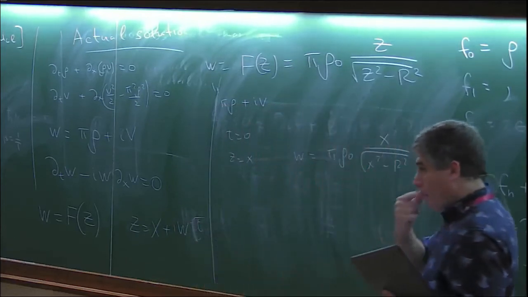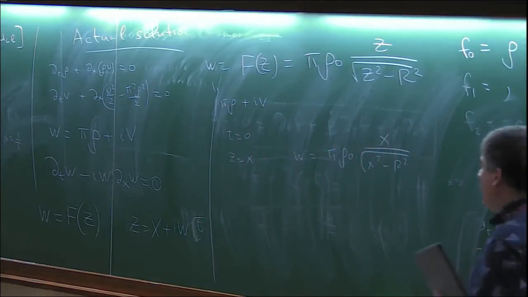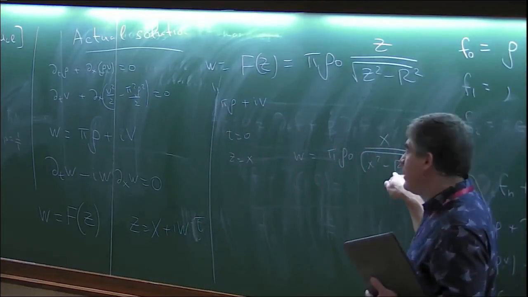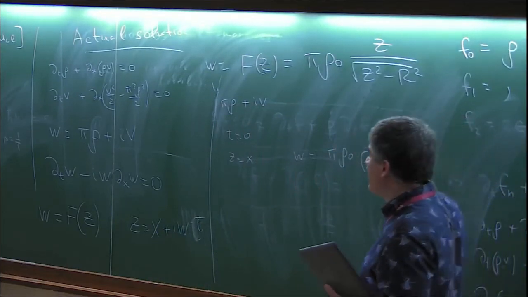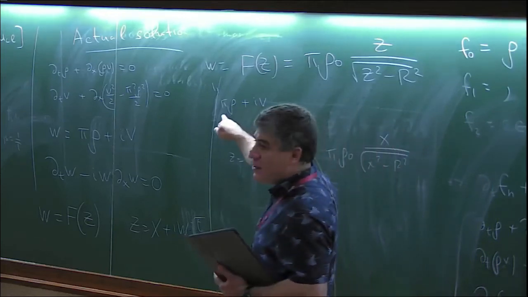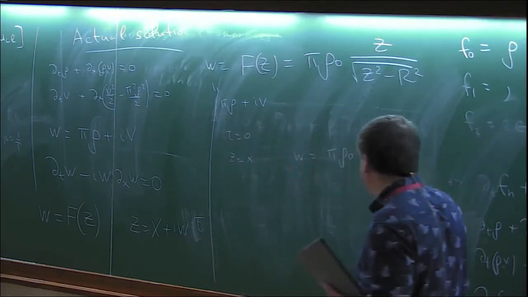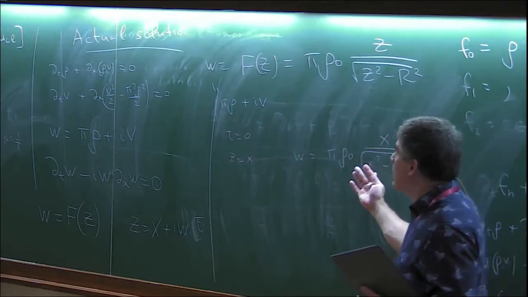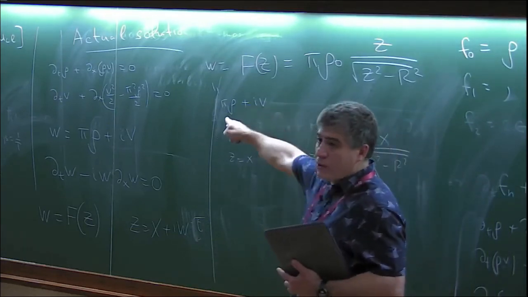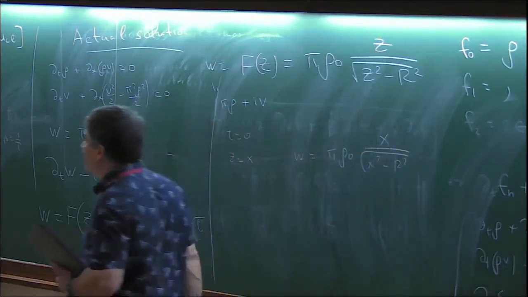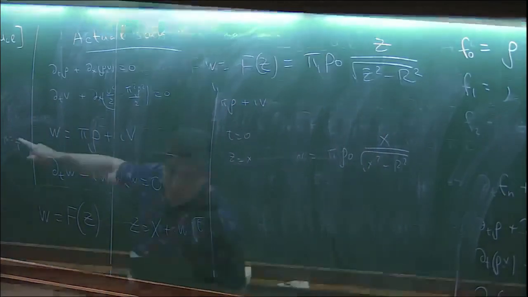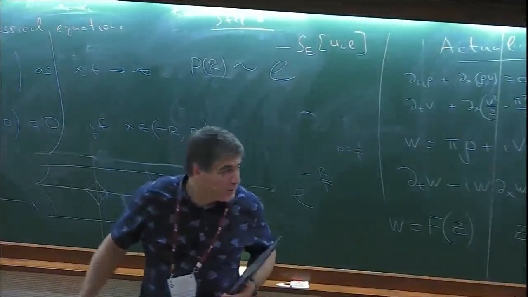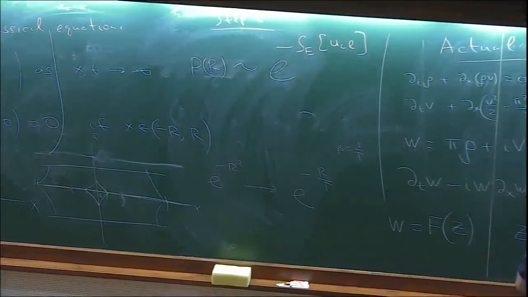If x is bigger than r, this is real, which means that velocity equals 0, but density is not. If x is smaller than r, this is purely imaginary, which means that velocity is not 0, but rho is 0. And rho equals 0 is precisely what we want in our second boundary condition. So what I'm trying to say is that this is the solution.